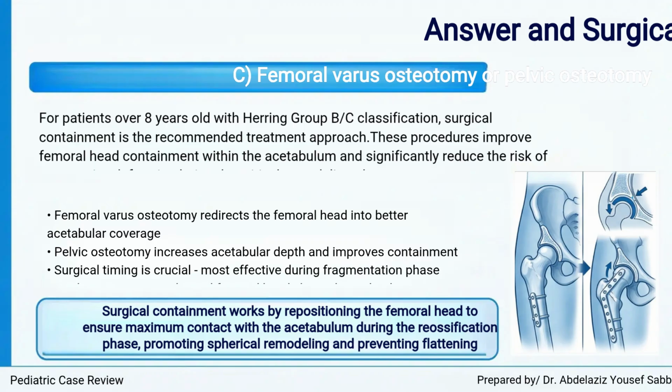Femoral varus osteotomy redirects the femoral head into better acetabular coverage. Pelvic osteotomy increases acetabular depth and improves containment. Surgical timing is crucial and is most effective during the fragmentation phase. The overarching goal is to maintain spherical femoral head shape during healing.